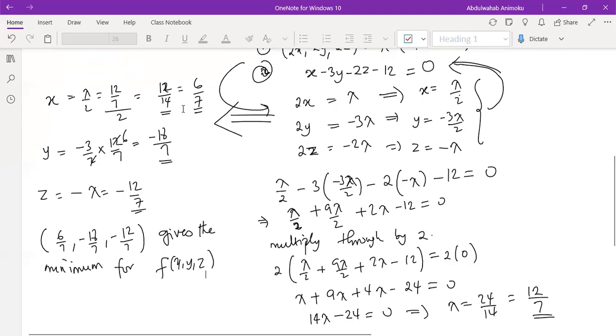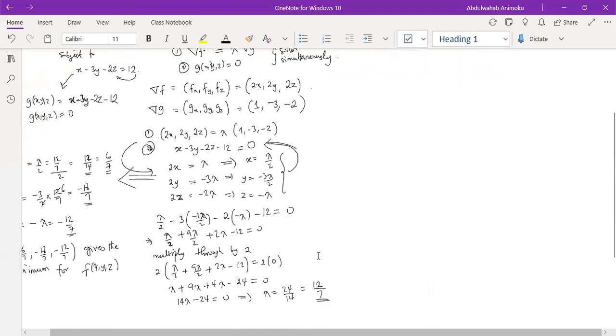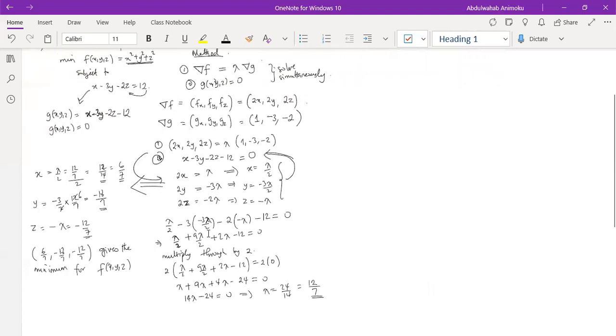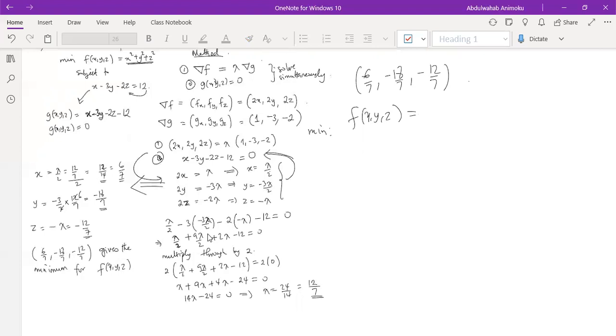Now, finally, all you need to do is substitute these values, this point. So what's the point again? We need to substitute this point into the initial function to find the minimum value of it. So the minimum of f of x, y, z, you remember it is x squared plus y squared plus z squared. So that will give us 6 over 7 squared plus minus 18 over 7 squared plus minus 12 over 7 squared.